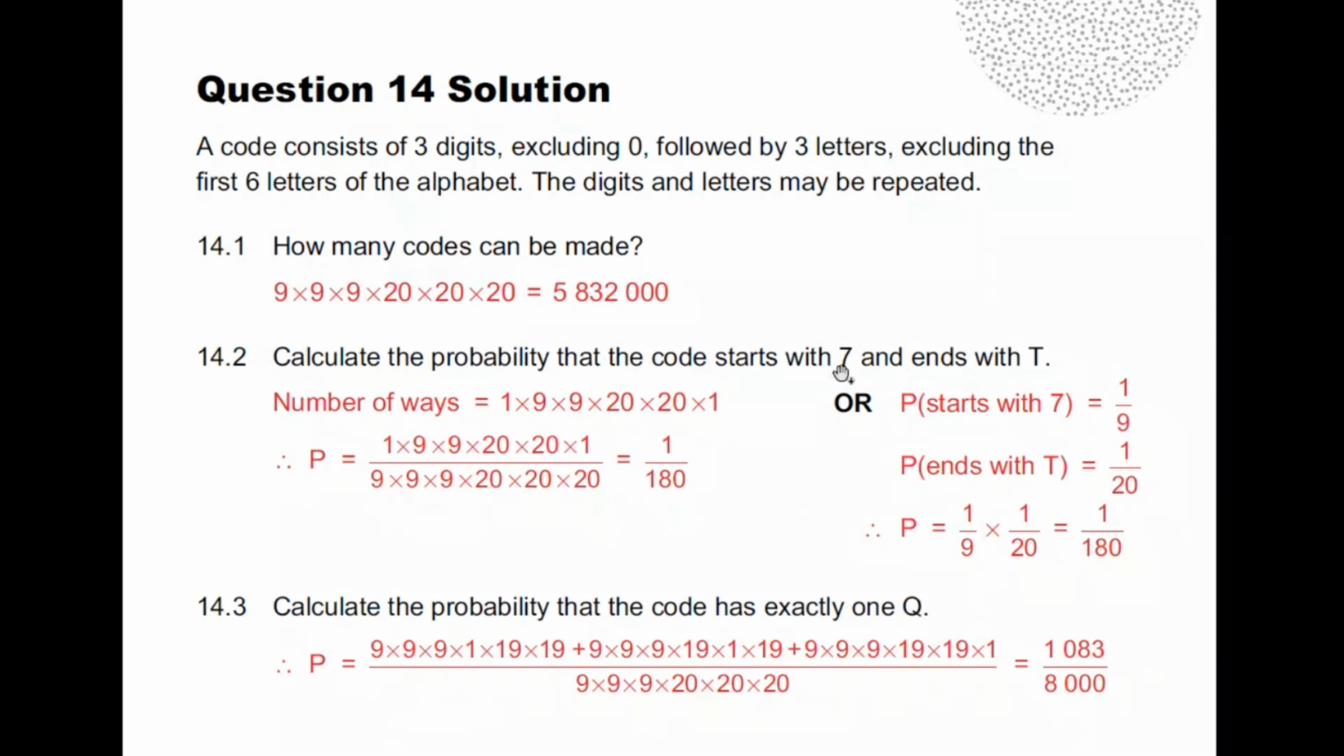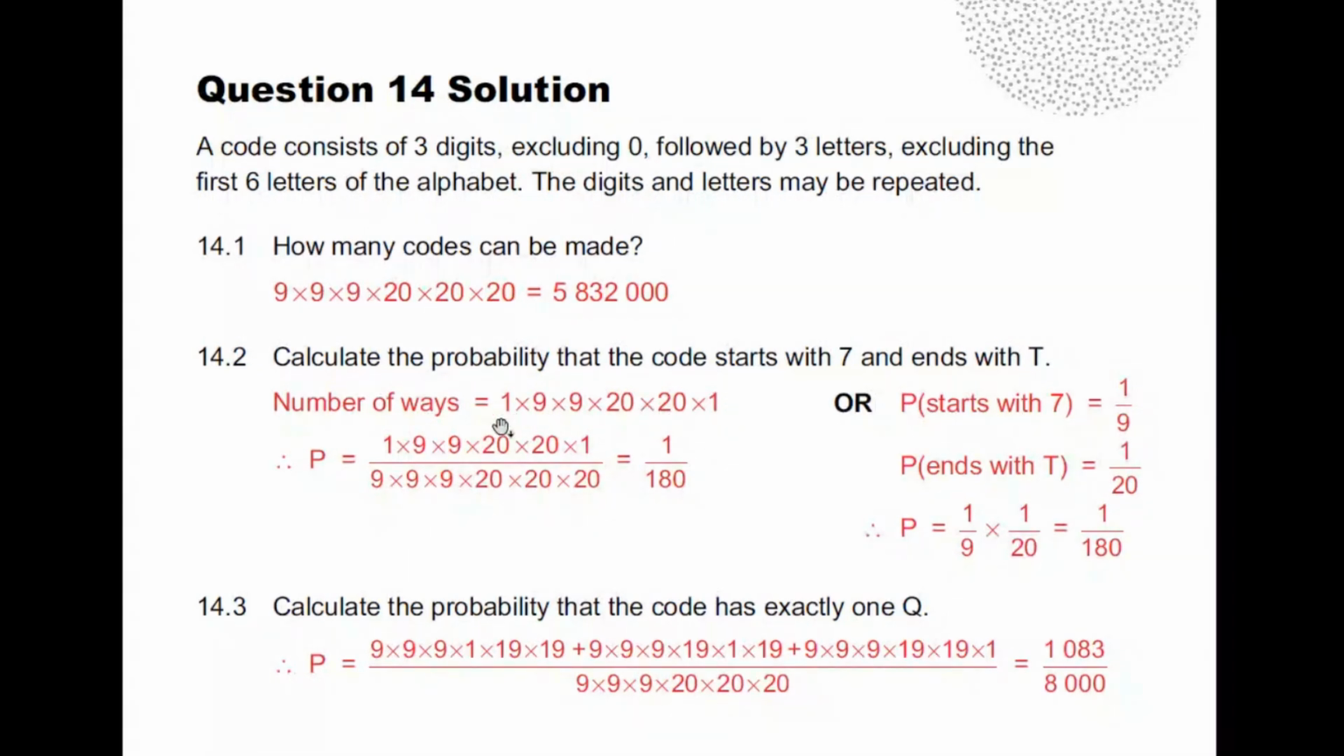Probability that the code starts with 7 and ends with T. Okay, so I've got 6 things. It must start with 7, so how many options? 1. I can have any digit because I can repeat, but they said no 0, so it's 9 times 9. Must end with a T, so 1. I cannot have the first 6 letters, which means I've got 20 letters of the alphabet. I can repeat letters.